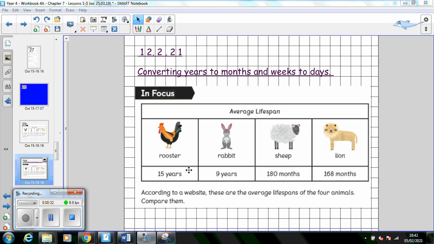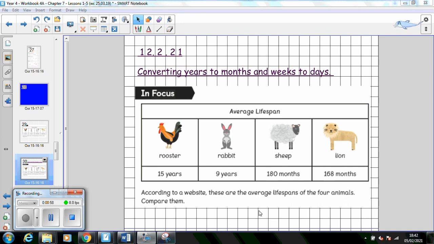Okay. According to a website, these are the average lifespans of the 4 animals, and we're going to compare them. I want you to be able to tell me who lives the longest, who lives the shortest, if there are any animals that live a similar amount of time. Maybe you could put them in order from the animal that lives the longest to the animal that lives the shortest, or vice versa.